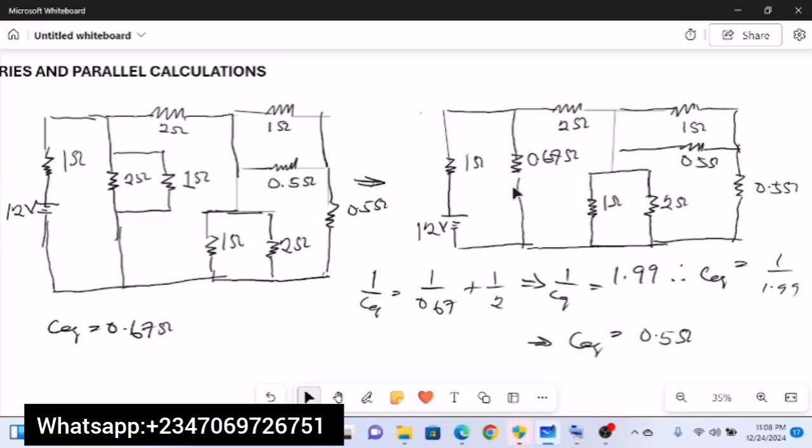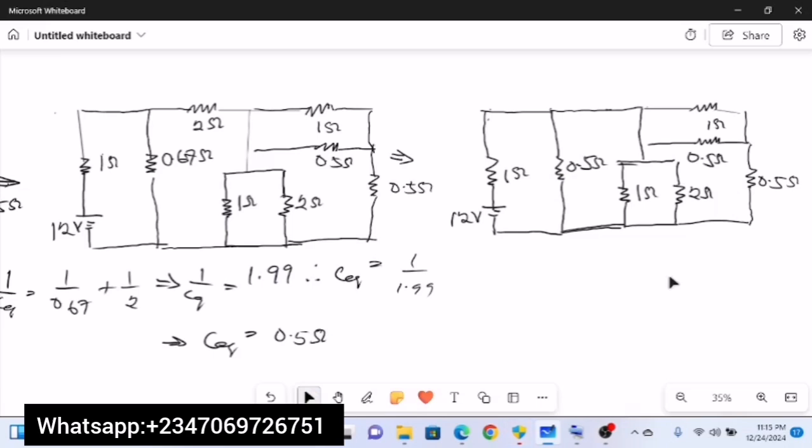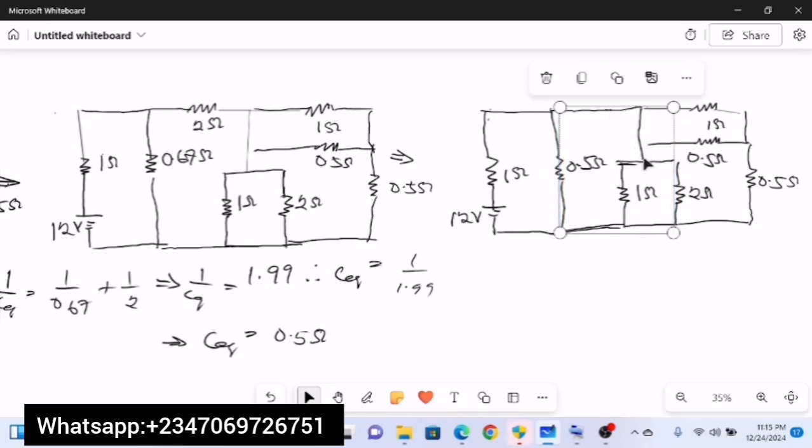Having resolved these two in parallel, the circuit will now take a different shape. Let's see what it will look like. After resolving these two resistors in parallel, the circuit becomes this. This is the equivalent resistance we obtained, 0.5. Now if current flows, just as we have been explaining, and gets to this node, some of this current branches here, whereas some goes here and gets to this node. Now some branches here and some goes this way, and then some goes here.